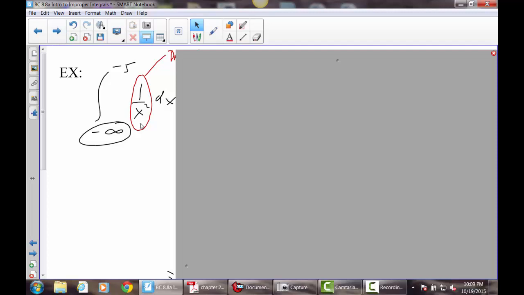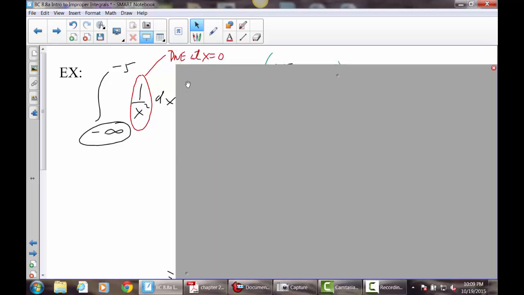So here's an example. What's the integral from negative infinity to negative 5 of 1 over x squared dx? Now, I will caution you, remember, you should always now be looking, where is the integrand undefined? At 0, right? However, 0 is not between negative infinity and negative 5. But we do have an improper integral.